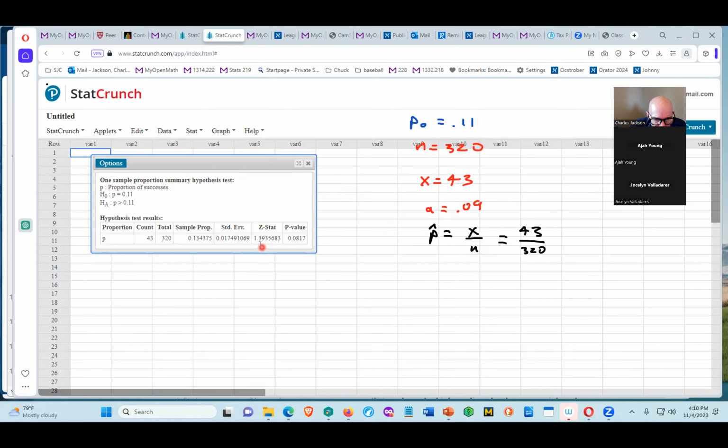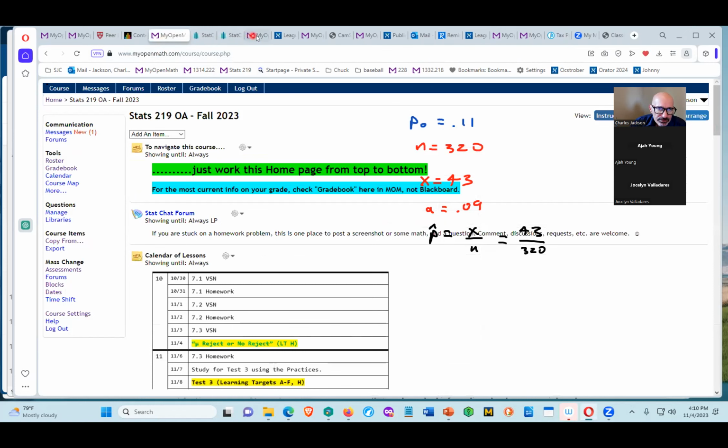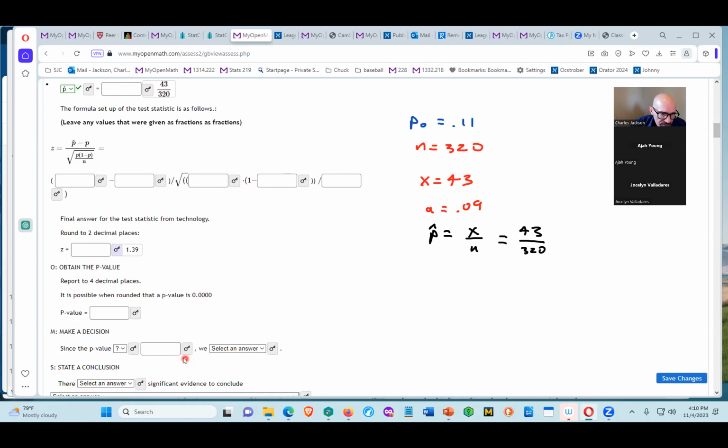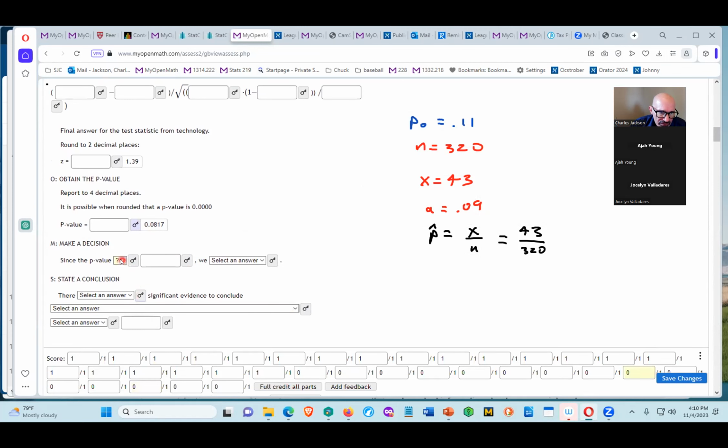1.4, 1.39, 36. 1.4, 1.3936. And the p-value is 0.08 and change. And the p-value is less than alpha. Less than alpha, which is 0.09. We reject.